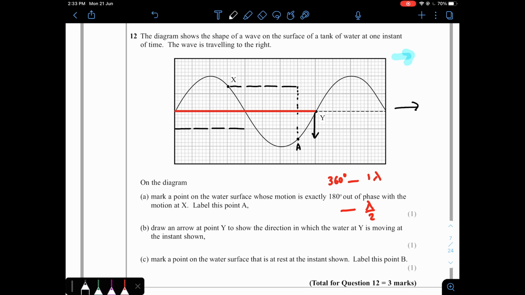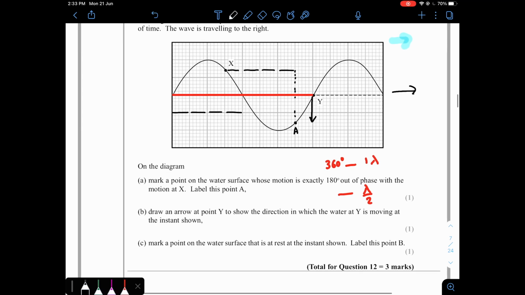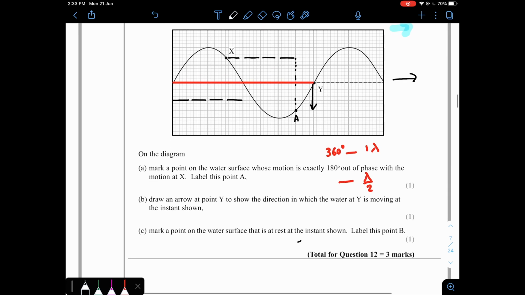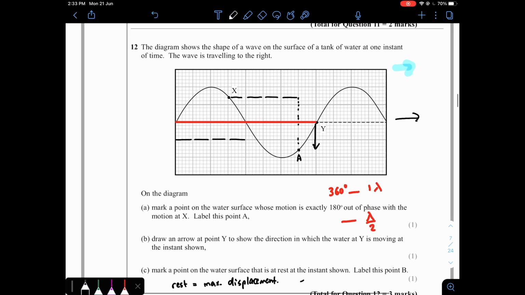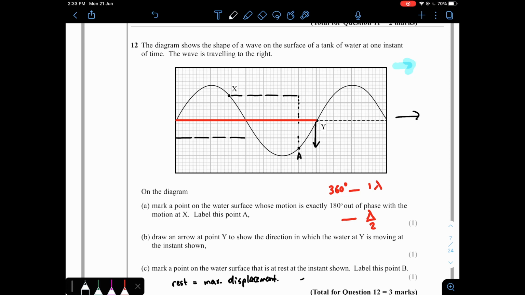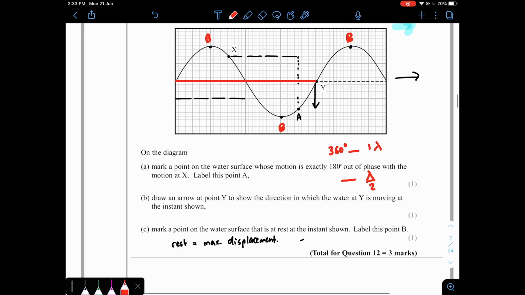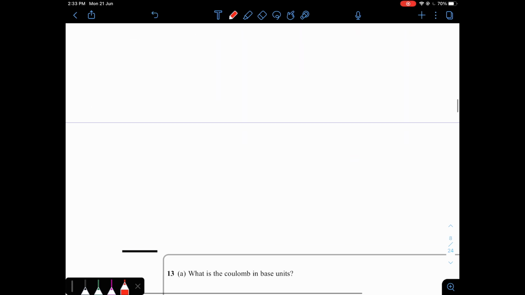Next: mark a point on the water that is at rest at the instant shown. Now what does rest mean? In this case, rest means maximum displacement. So that will be over here, here, and here. Any one of them, if you label B, will get you the 1 mark. Alright, so that's question number 12.